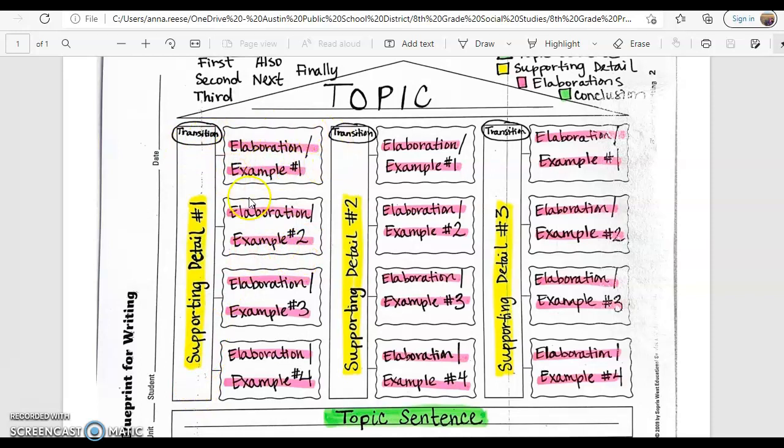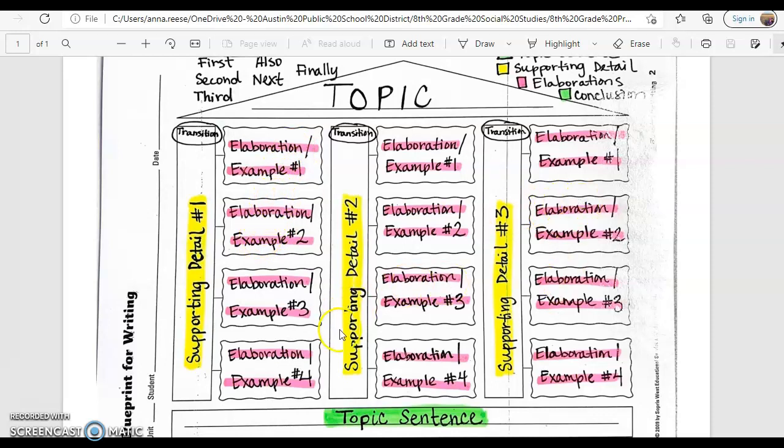Then you see these boxes here. You can think of these as like pictures or paintings on a wall inside the house. So obviously this is a house. This is example number 1 that supports the first detail. Example number 2, example number 3, and 4 if you have that many. You don't have to fill these up, but the more examples in your writing, the better.